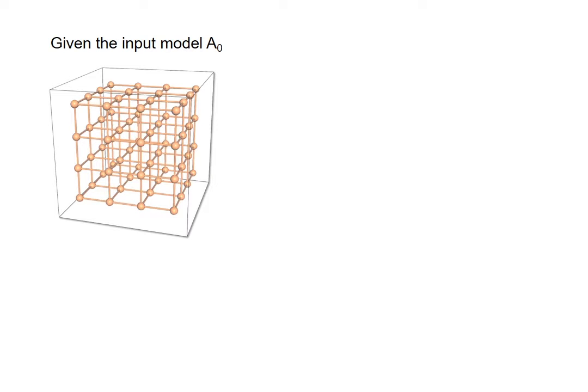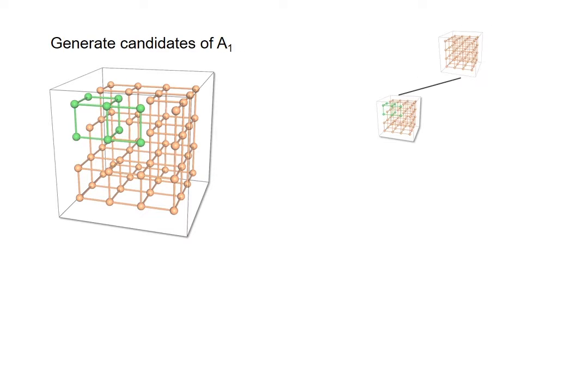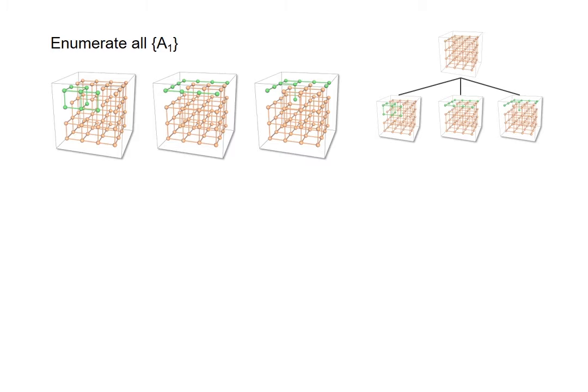Given an input model, we use a recursive tree traversal with backtracking to iteratively generate interlocking parts. First, we generate a set of candidates A1 by choosing different key parts. Next, we enumerate all possible A1 and rank them according to the compactness of R1.